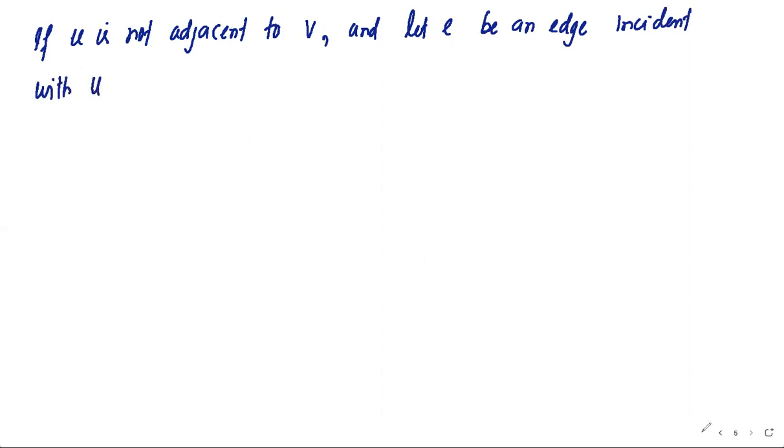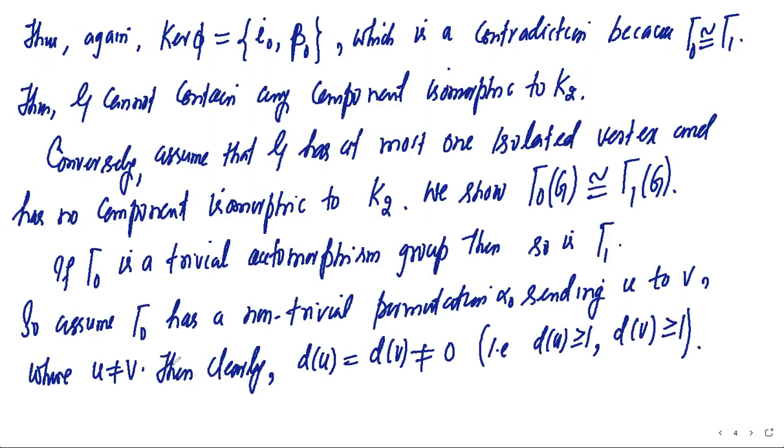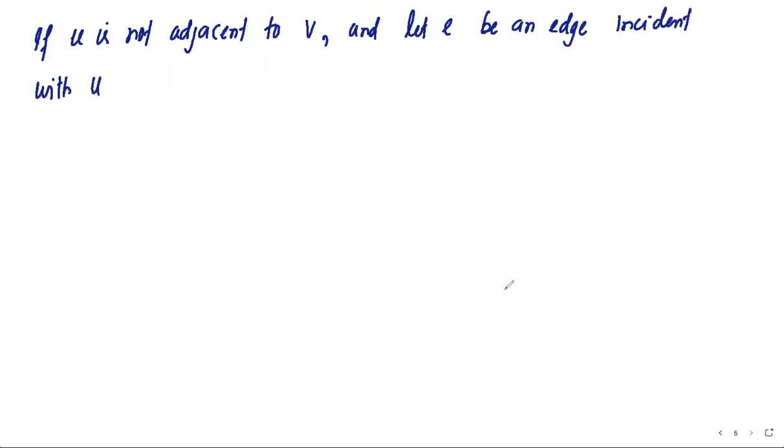ठीक है, तो हमने किस तरह से ऑटोमॉर्फिज्म डिफाइन किया? वर्टेक्स ऑटोमॉर्फिज्म alpha 0 of U is equal to V, and now we are assuming that U and V are not adjacent. तो U यहाँ पे हमारे पास एक वर्टेक्स है और V यहाँ पे हमारे पास एक और वर्टेक्स है. Now there is an edge E which is incident with U. So here is an edge E incident with U. And clearly there will also be some edge, whatever it is, incident on V because both have degree at least equal to 1.